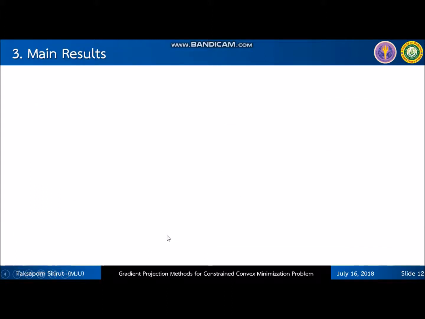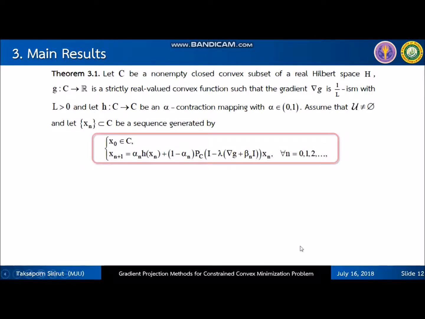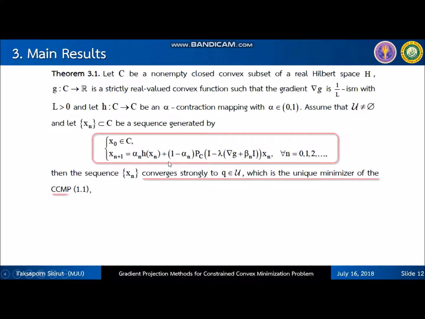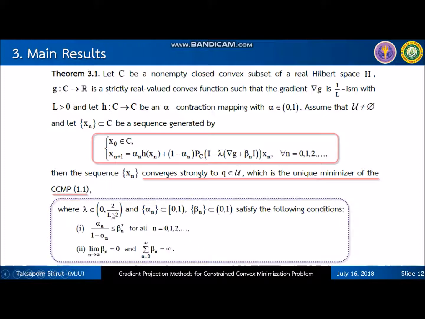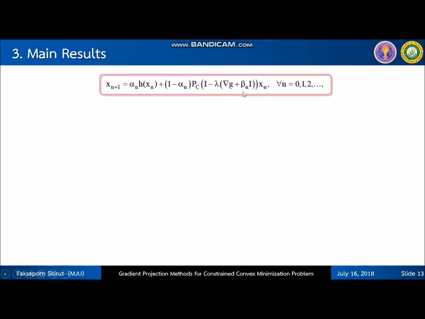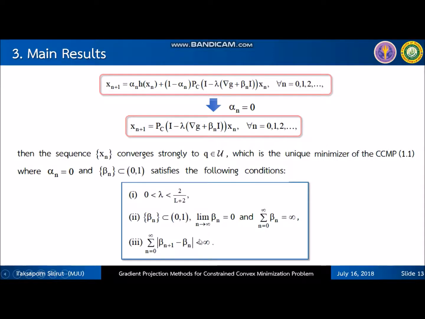Now on my stage, I'm proud to present the main result. As in the following statement, we studied this sequence, and we can show and prove that this sequence converges strongly to q, which is the unique minimizer of the CCMP, under condition 1, condition 2, and these parameters. And if we put alpha n equals 0, we obtain the new sequence, which is the main result of Tian and Cheng. And we show that condition 3 can be removed.